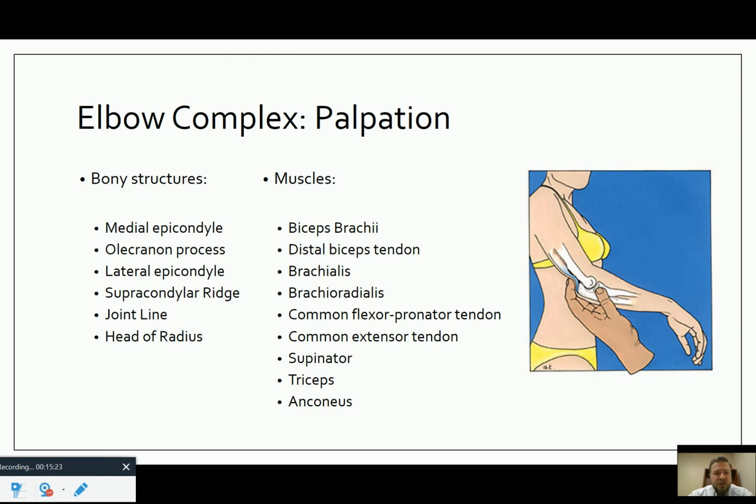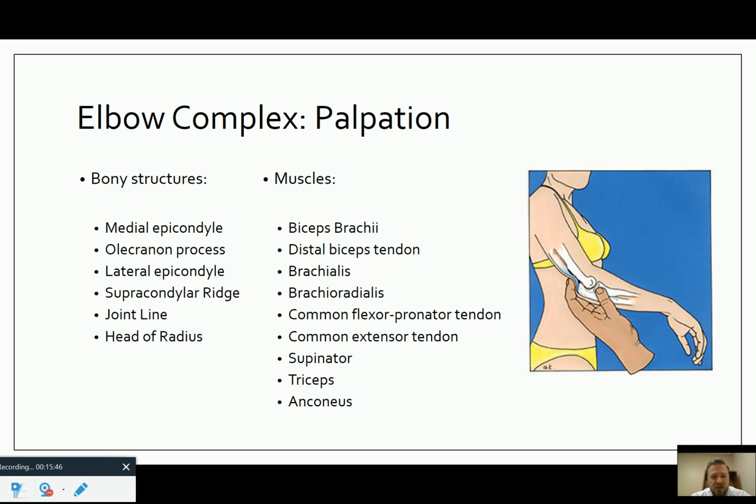If we look into palpation now, there's so many structures in the elbow you can palpate, and it's all in such a confined space. So bony structures and muscles, I've broken these into two groups. You can palpate your medial epicondyle, olecranon process, lateral epicondyle, the supracondylar ridge. You can try to feel for the joint line, and then of course the head of the radius.